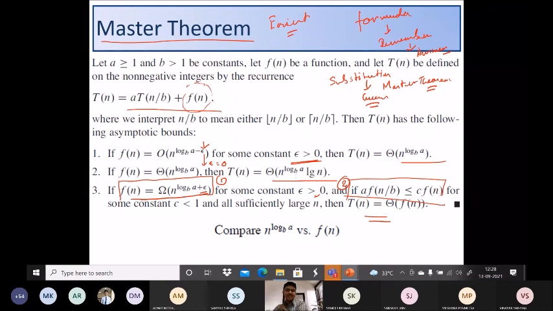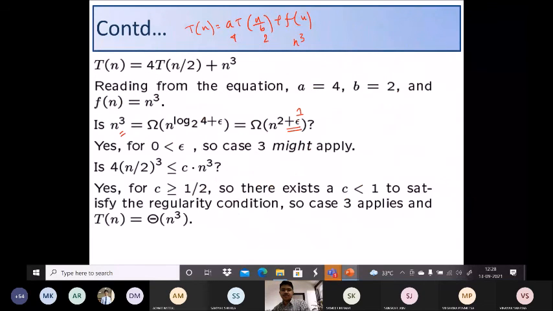Just go back to the last slide. Here we have told you, you have to think in 2 steps. One step is okay. You have to right now think about the second step: a f(n/b) should be less than or equal to c f(n). You have to prove this step. When both steps are okay, then you can tell this. Think: 4 times (n/2) whole cubed less than or equal to c n cubed.